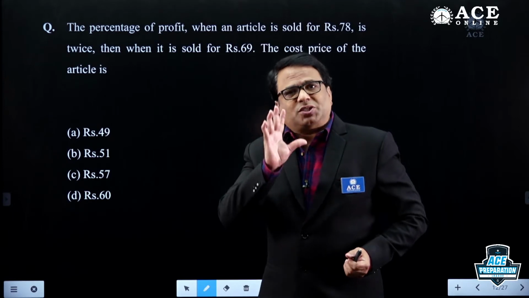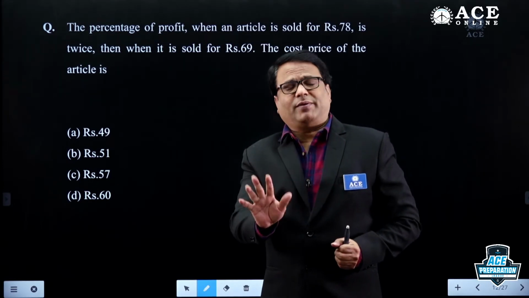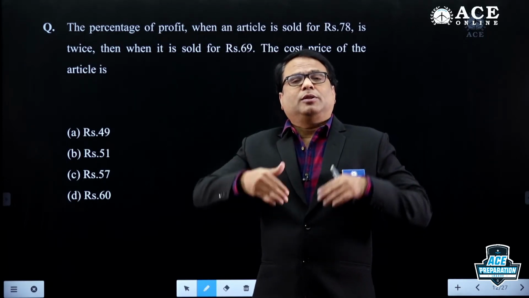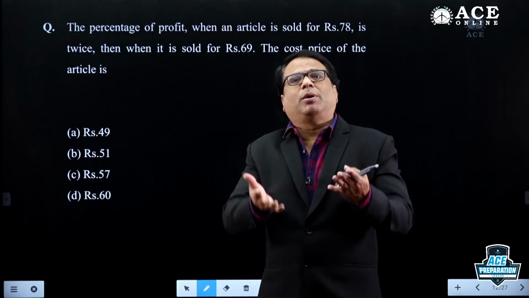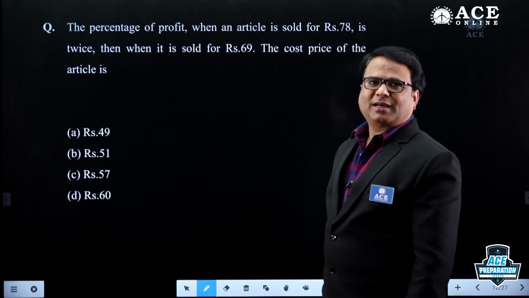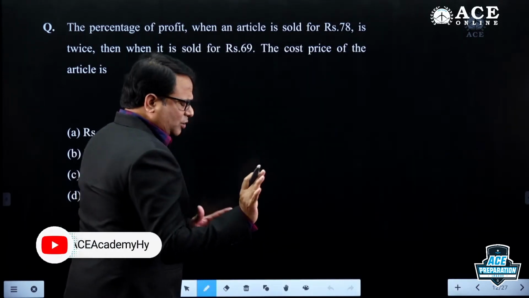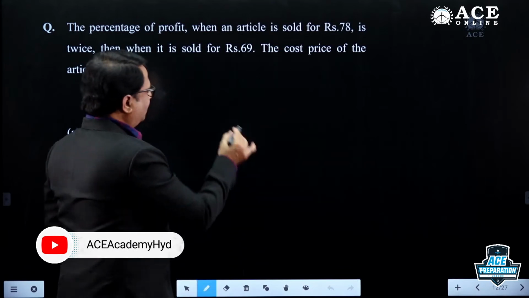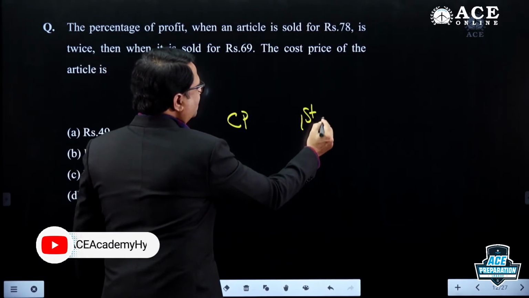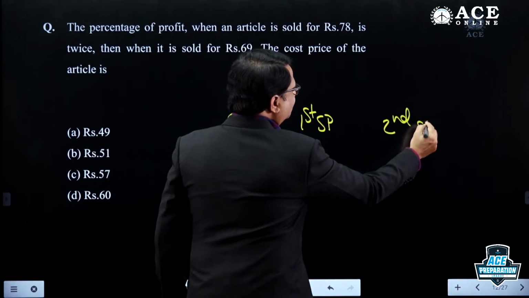If you sell it for 69, you will get some profit percent. How much? It is not given. But if you sell the same article for 78 rupees, the profit percent will get doubled. Then what is the cost price of the article? That is the question. Now, I do this problem by a very simple method. Cost price, first selling price, second selling price.